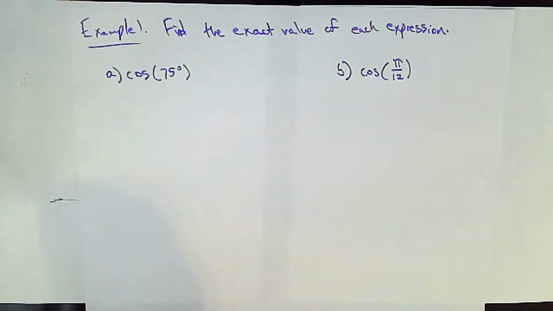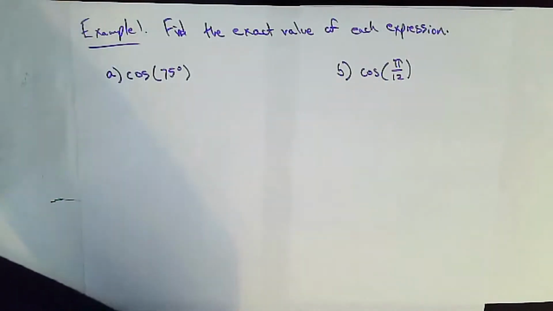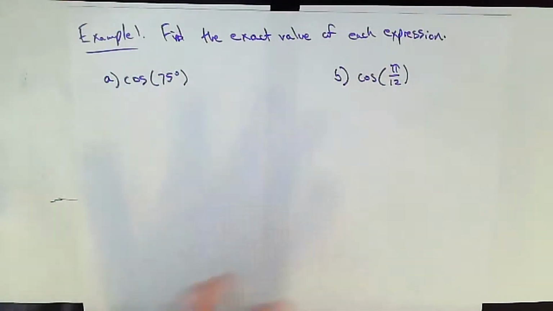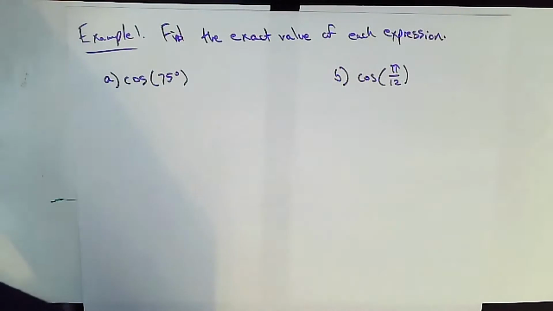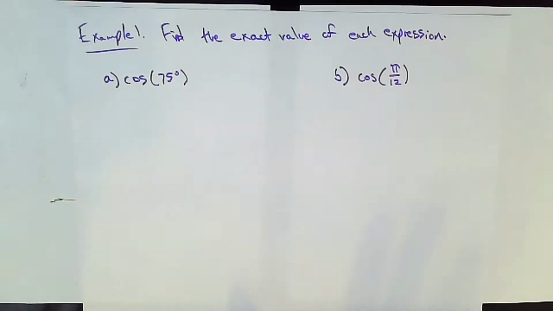Recall that exact value means do not plug into a calculator, right? Exact value means that we want to have it written down as a nice, clean, compact answer, like probably a fraction or something with radicals. But the problem is this 75 degrees is not one of our common angles.